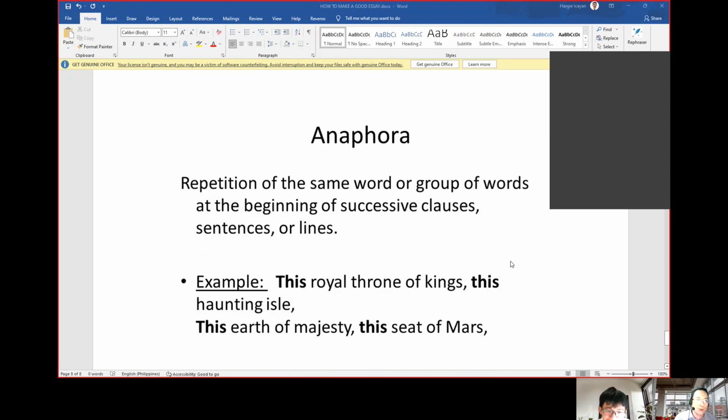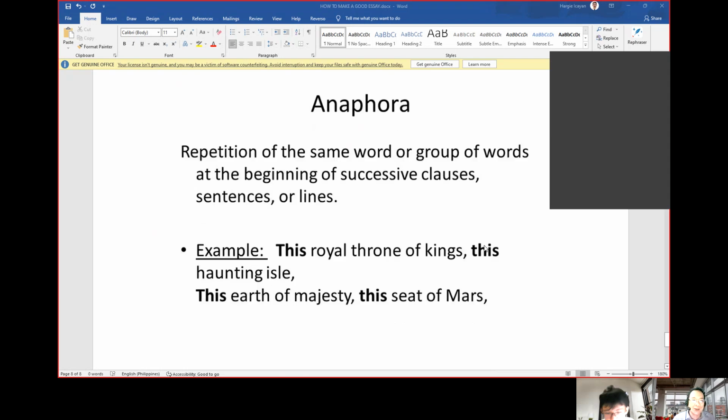Anaphora. So when you say anaphora, what does it mean? Anaphora is the repetition of the same word or group of words at the beginning of sentences, clauses, or lines. So example, can you read this one, Khoi? This royal throne of kings, this sceptred isle, this earth of majesty.